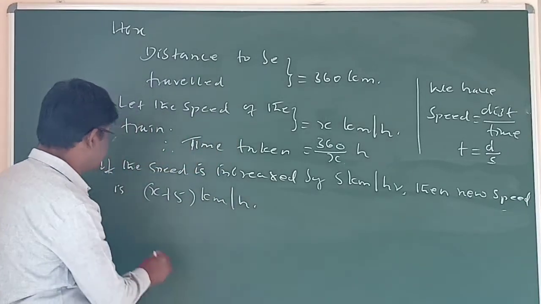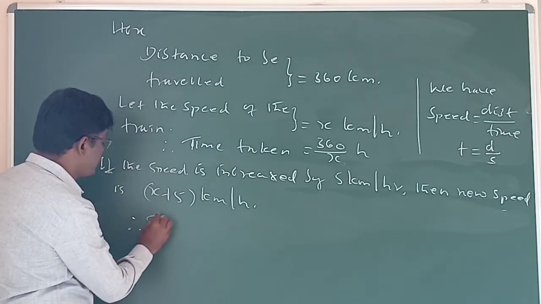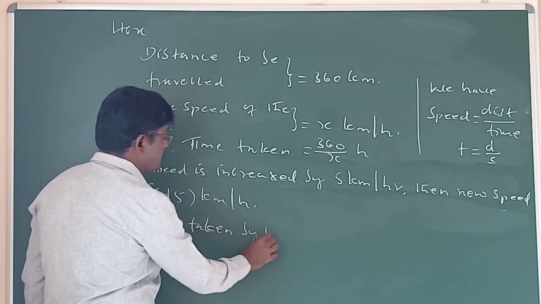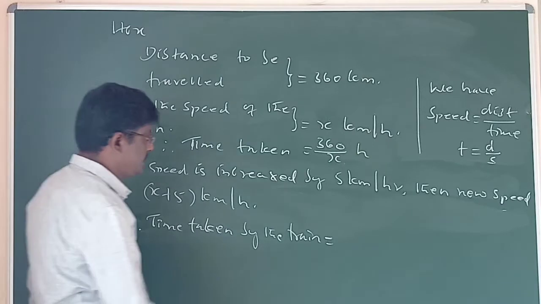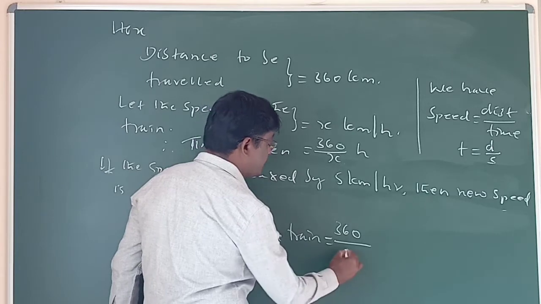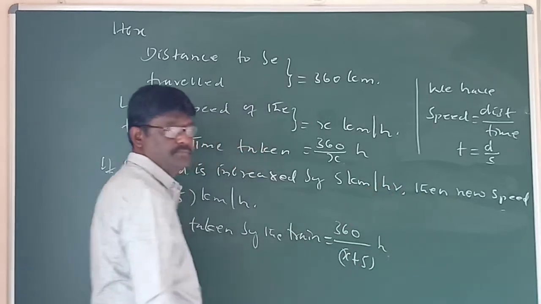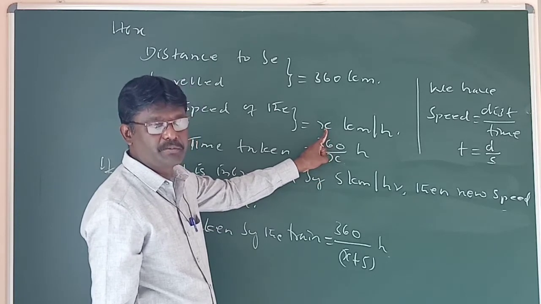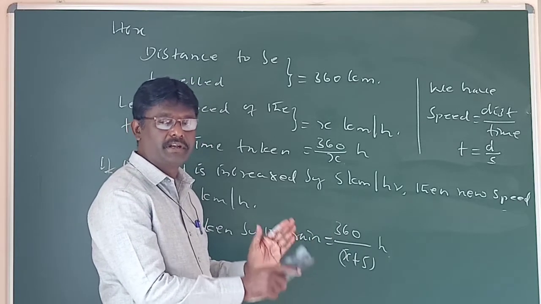Now according to the question, the time taken by the train is again distance 360. Now the speed is increased by 5, hence x plus 5. This is the new time taken. The first one is 360 by x when the speed is x. When the speed increases by 5, it is 360 by x plus 5. The relation given here means one number less.